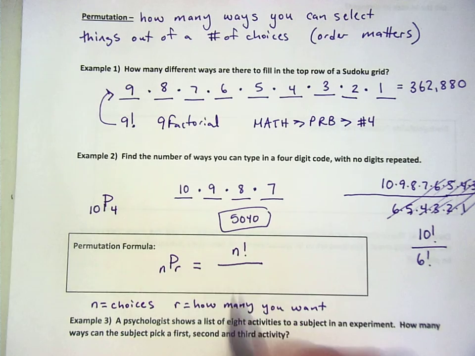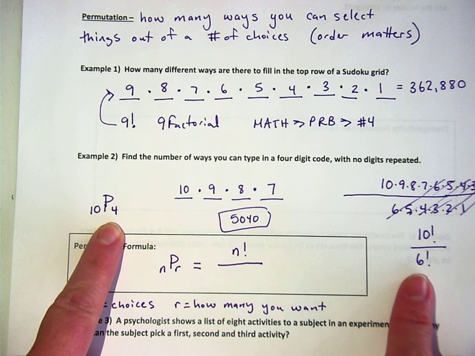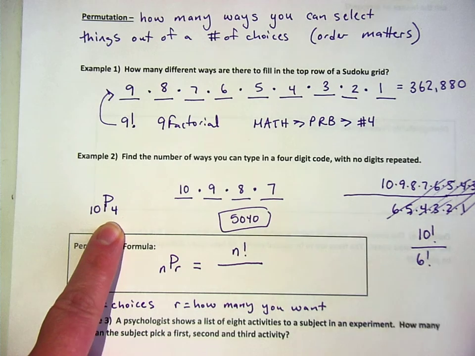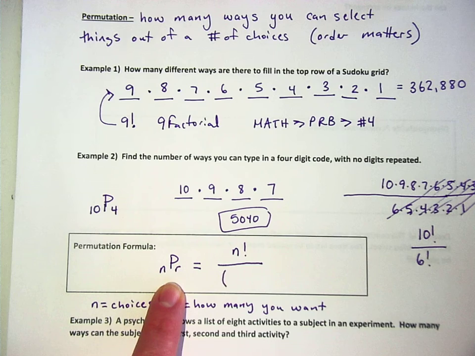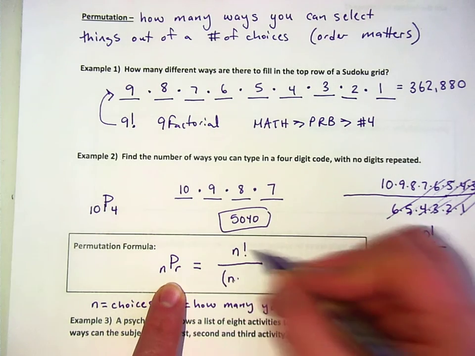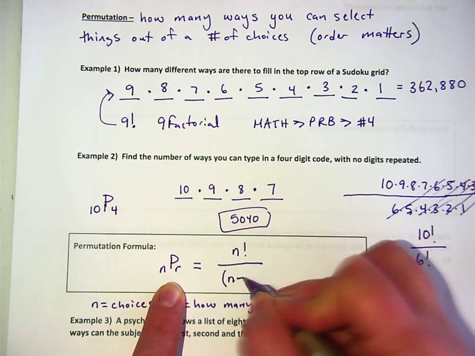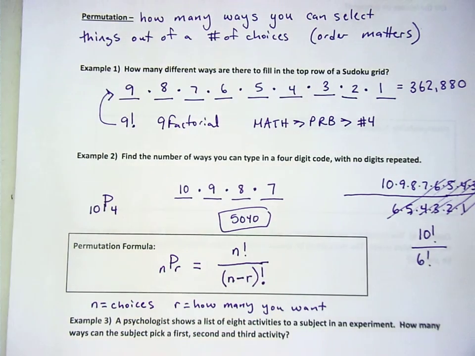nPr, n factorial divided by, can anybody tell me how to get this from r? Subtracting it from the n. So let's use it with n's and r's. So n factorial. Almost. The n factorial is on top. n minus r factorial, yeah. So it'd be like 10 minus 4 factorial, which is 6 factorial. And that's the formula for a permutation.